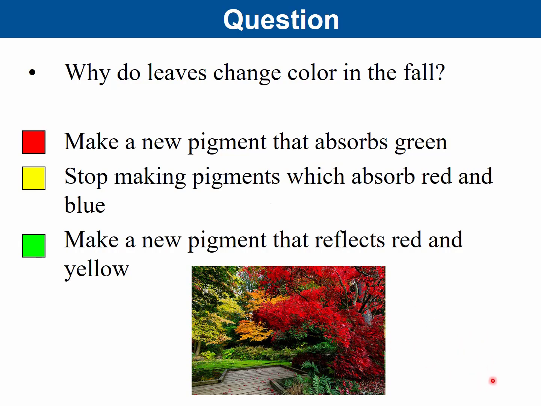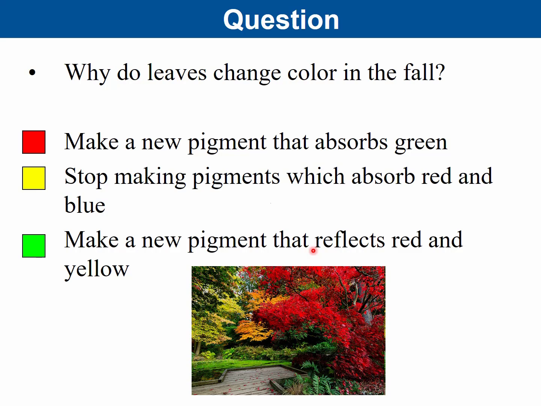So do you think that it's red, make a new pigment that absorbs green; yellow, stop making pigments which absorb red and blue; or green, make a new pigment that reflects red and yellow? Go ahead and take a minute and pause the video, and when you're ready, push play again. Okay, so if you said yellow, that's correct. Plants stop making pigments which absorb red and blue. And so let's talk about why that is.